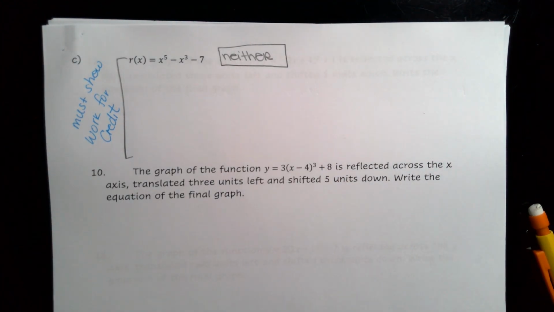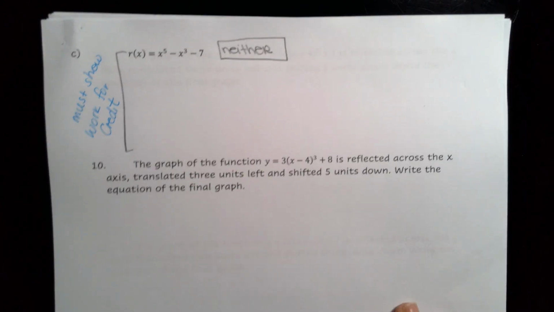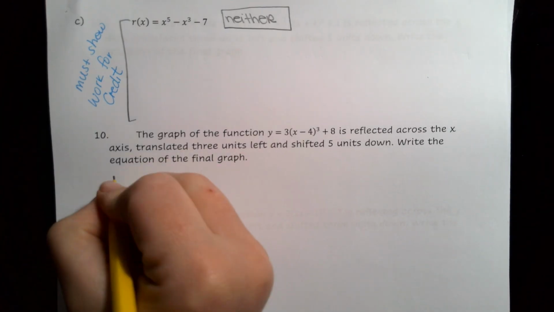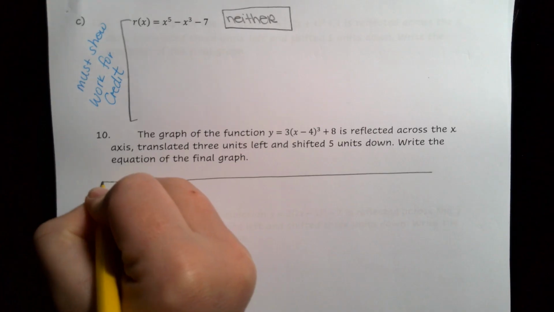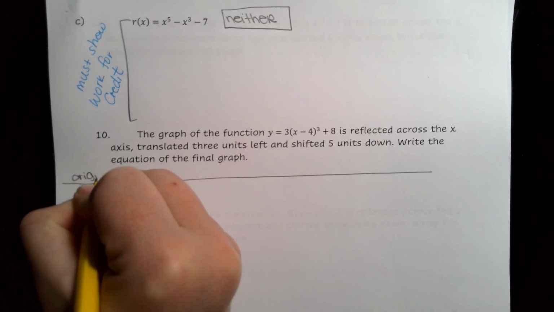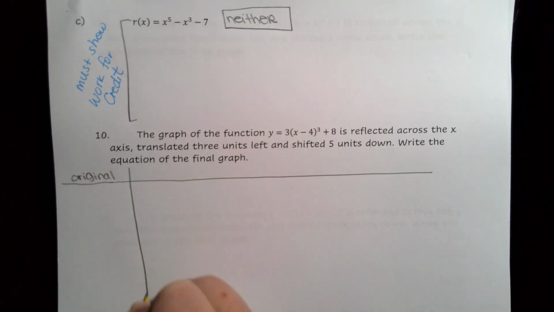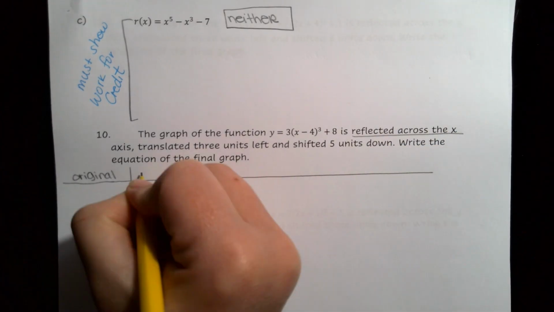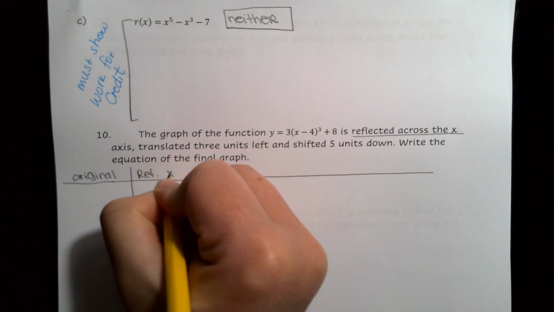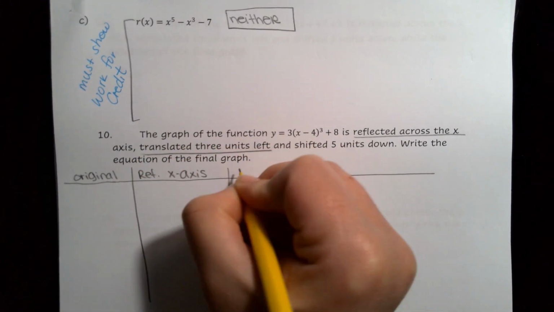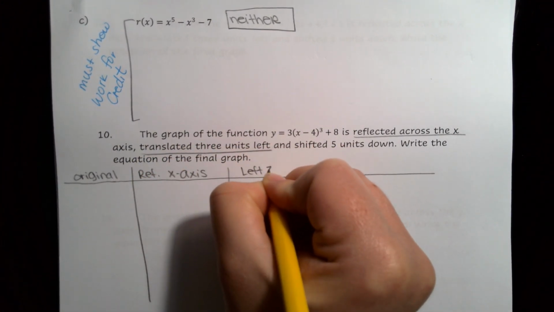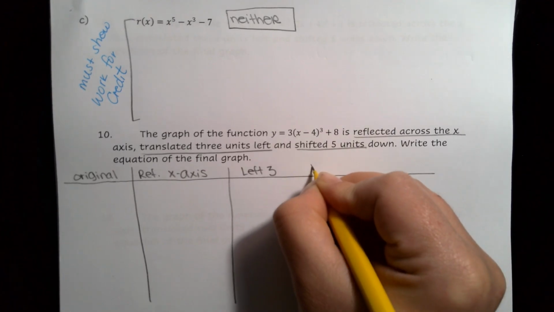Moving on to question number 10. Question number 10 is asking you to write your transformations. And it is something that we did again in chapter 2. We are continuing it in chapter 3. And yes, this will be on the test. You're going to start out by writing your original. Then you're going to reflect across the x-axis. Translated 3 units left. And shifted 5 units down.